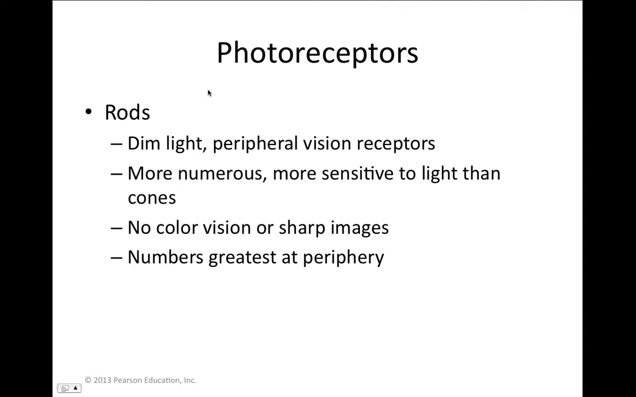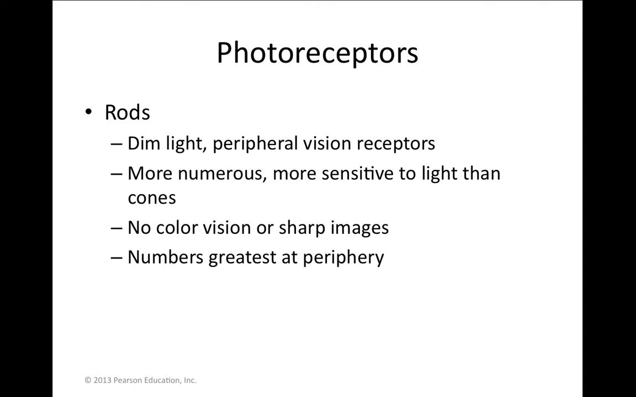So let's discuss the difference between rods and cones. Well, rods are going to be more frequently found in the eye. They're going to perceive dim light and peripheral vision. Okay, so they are going to be much more abundant, especially in the periphery of the eye. So you're going to find that they are more sensitive to light than cones. Obviously, they're much more numerous, but they do not detect color vision or sharp images.